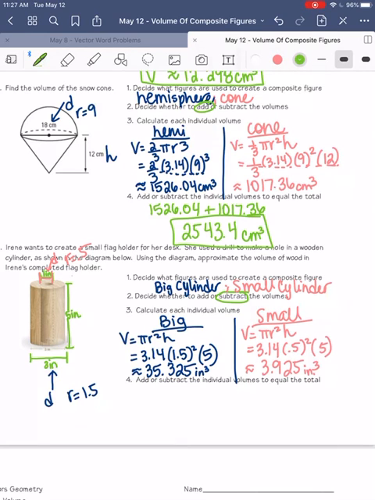All right, so now we're going to subtract. Now we want to make sure we start with the large one so we don't have a negative number. And we're going to subtract out this small amount, and then that should give us approximately the volume of that flag holder.